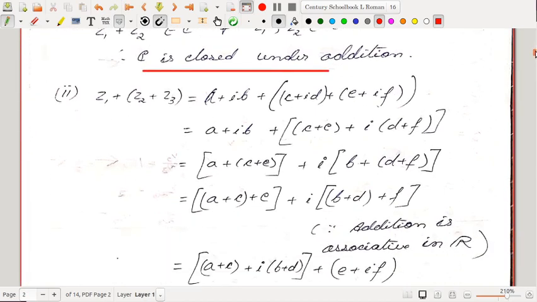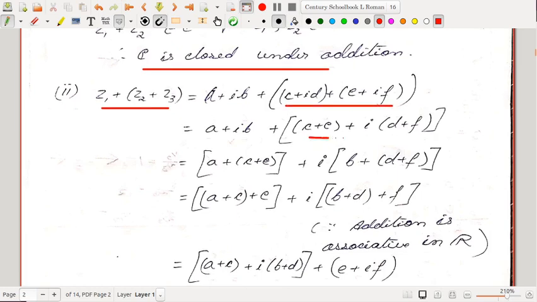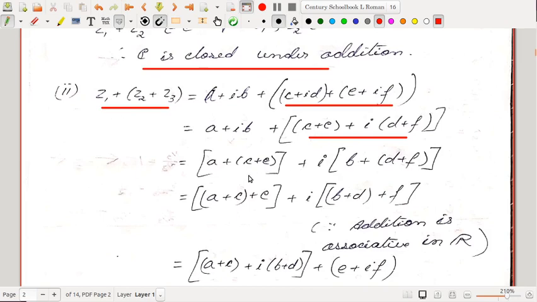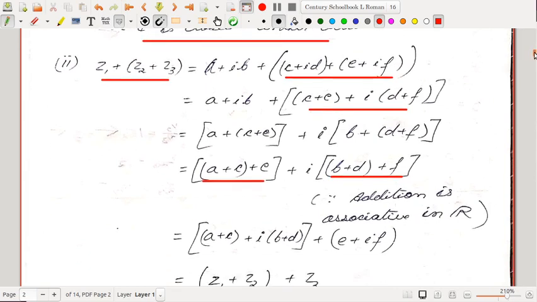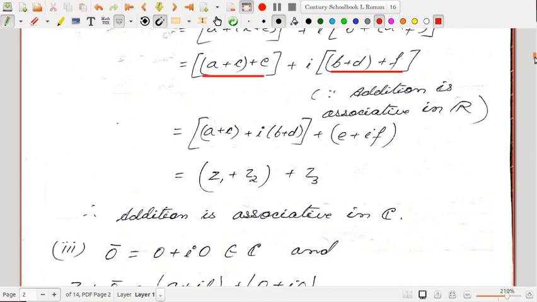We can also write that it is known that the addition of complex numbers is associative, or we can just show it. It's very simple. Take (z1 plus z2) plus z3. We can add these two together and then apply the definition of addition of complex numbers, and then use the property that addition is associative in R. So (a plus c) plus e can be written as a plus (c plus e). So this will be the same as z1 plus (z2 plus z3). So addition is associative in C.